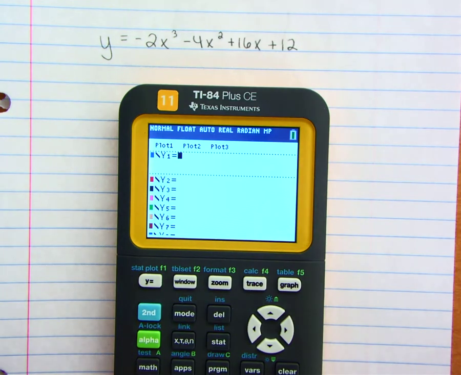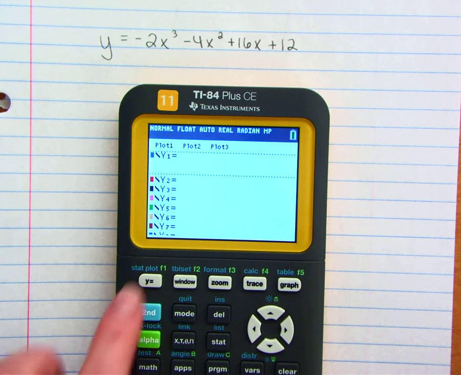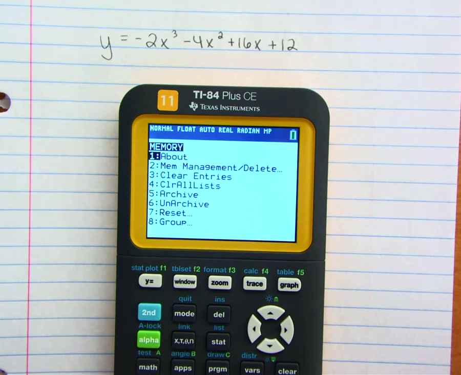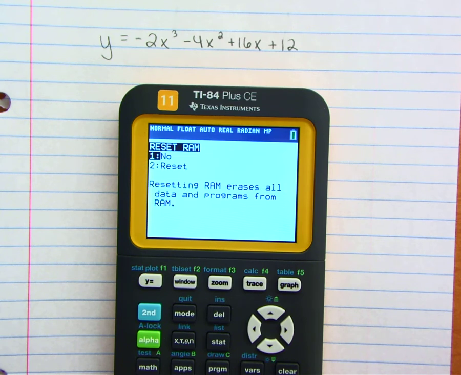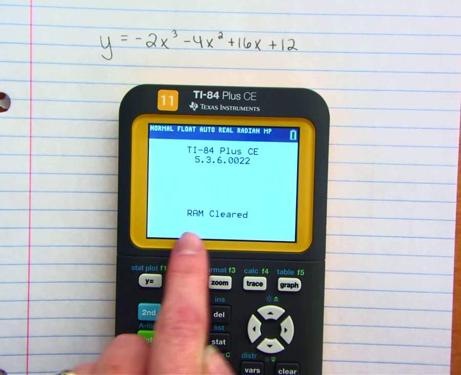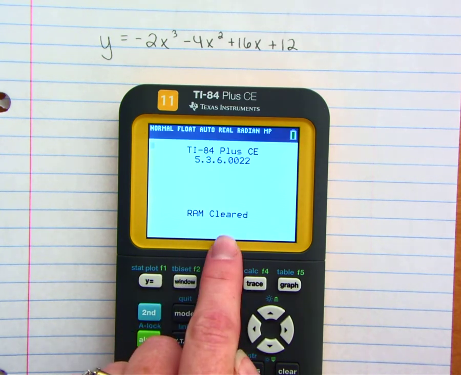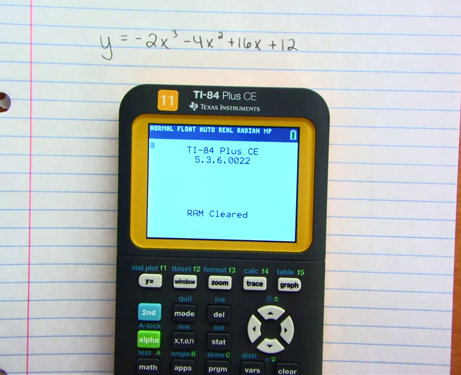Today we're going to learn how to graph polynomial functions. So you turn your calculator on, then you hit second, plus sign, 7, 1, 2. And it should say RAM cleared. That means the memory's been cleared for whatever was left behind from the last student.